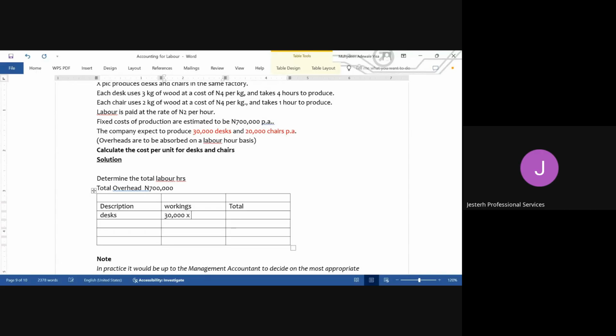And then to produce 1 unit of these desks, they said it will take us 4 hours to produce each one. Then we want to know the total labor hours that we are going to spend in producing these 30,000 units of desks. Just multiply it by the labor hour. Then it will be 30,000 multiplied by 4 hours. So it will give us 120,000 hours.